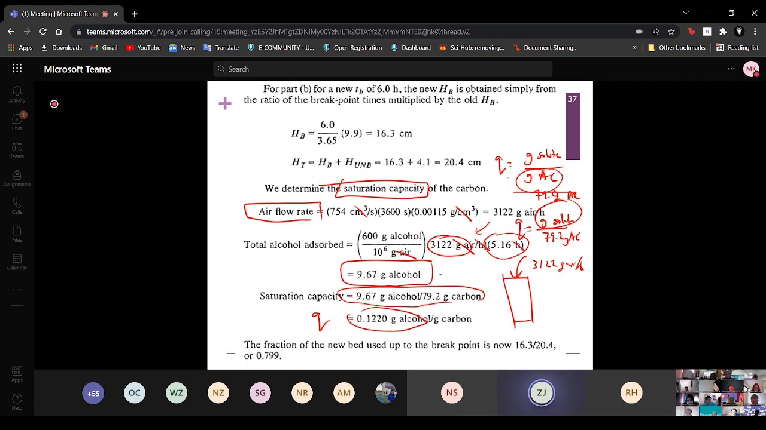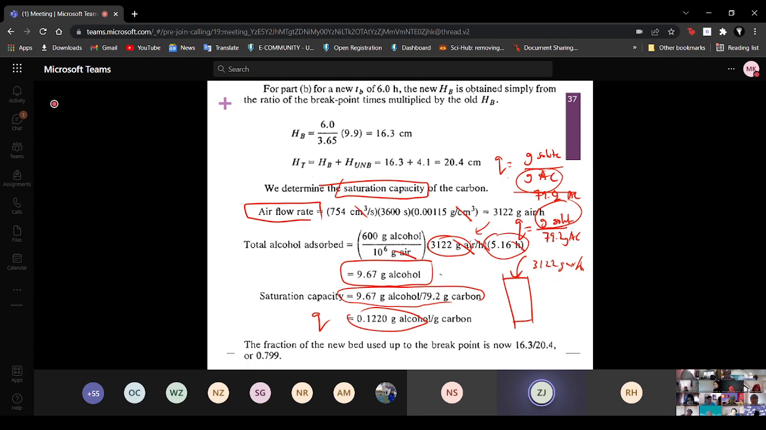Okay, kalau kata ada juga example lain ataupun dalam test dia bagi data lain, so whatever data that they give you, try to manipulate all the data finally to get mass of solute dengan mass of adsorbent, then you bagikan dua, you dapat Q. So this is how you want to solve it, because there is no specific equation to solve that.